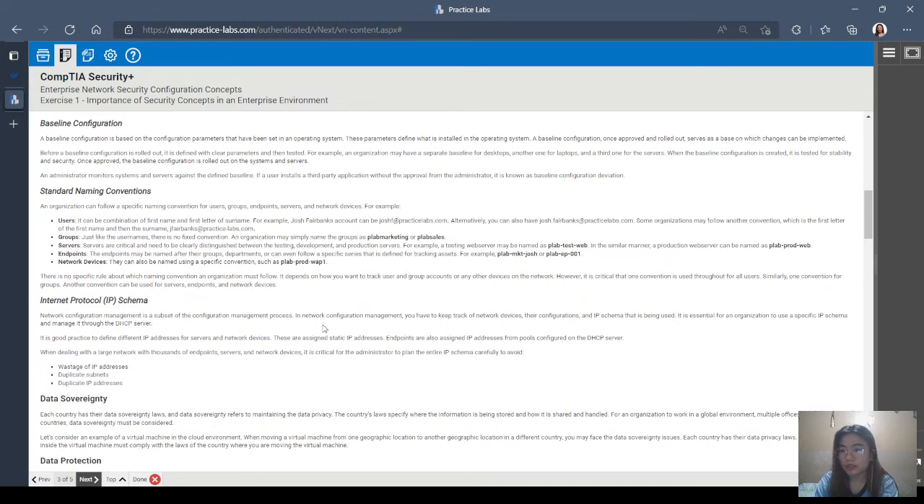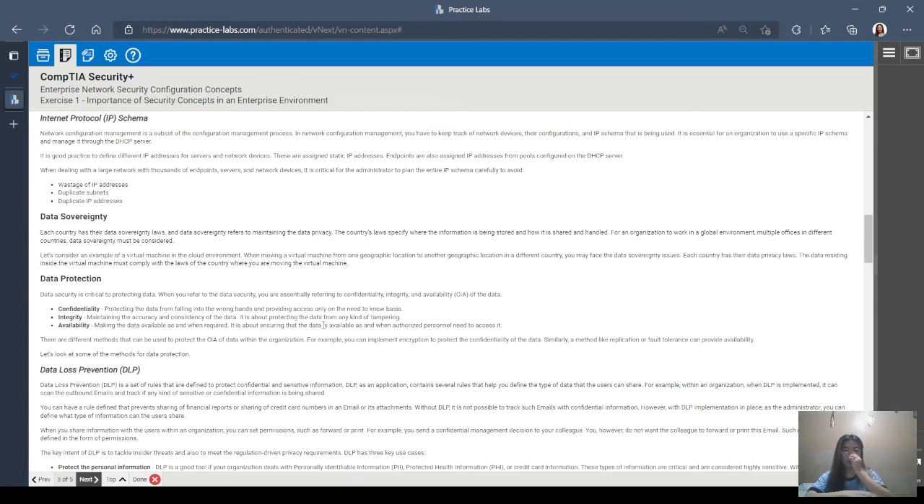There is no specific rule about which naming convention an organization must follow. It depends on how you want to track user and group accounts or any other devices on the network. However, it is critical that one convention is used throughout for all users. Similarly, one convention for groups, and another convention can be used for servers, endpoints, and network devices.